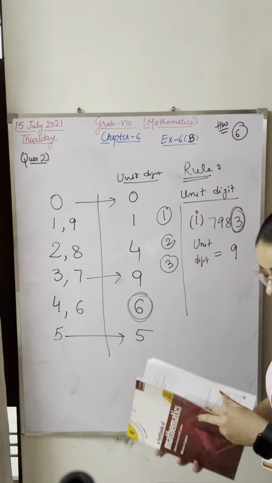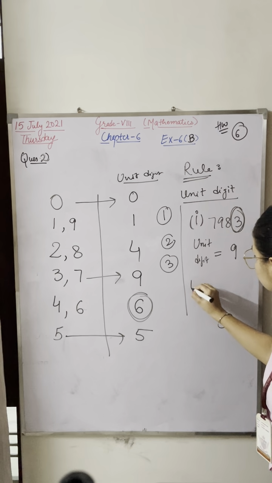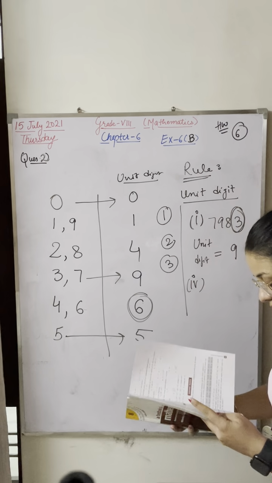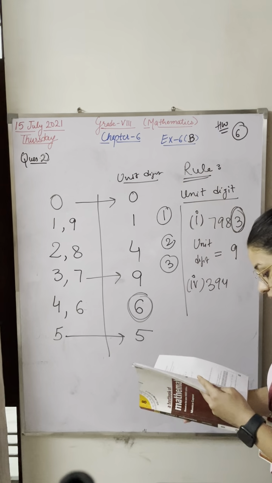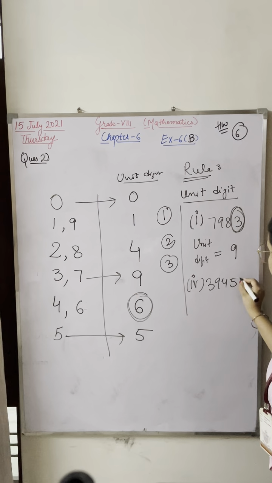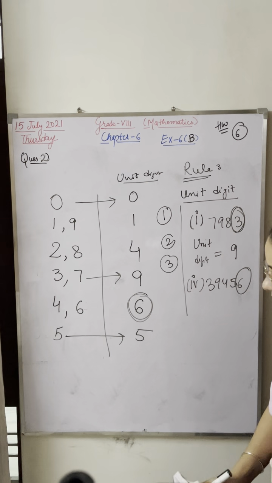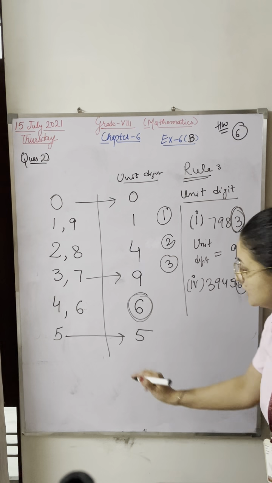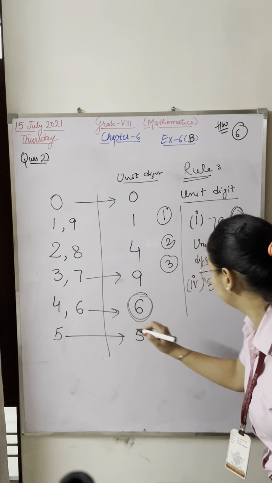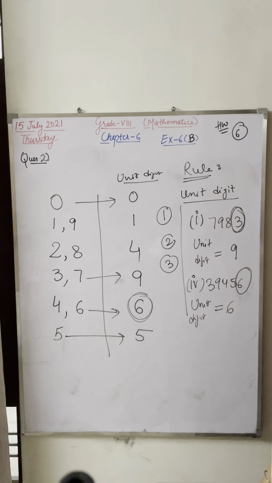Very good. Okay, now I'm asking you the fourth part: 39456. The last digit is 6. So what will be the answer? The last digit is 6, so the unit digit will be 6. This is your answer.